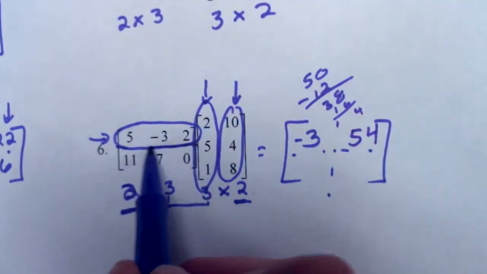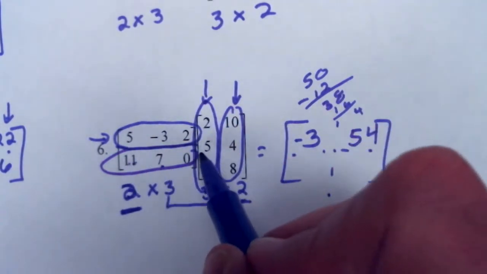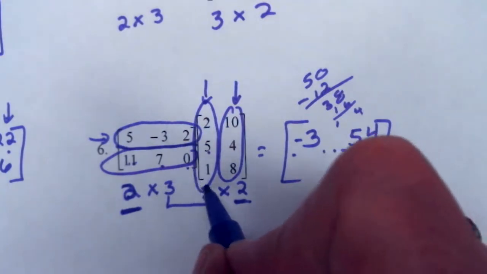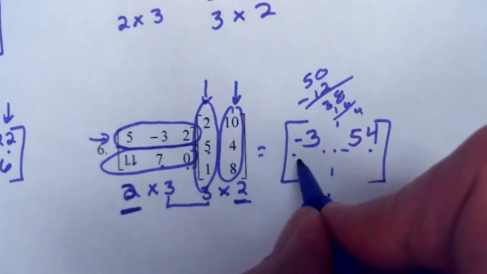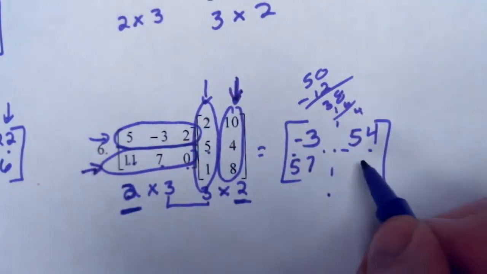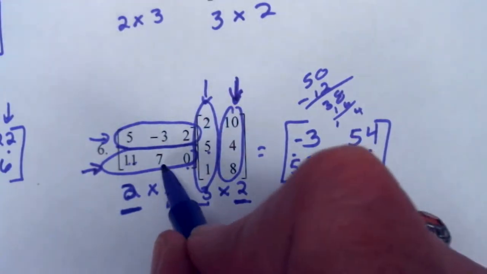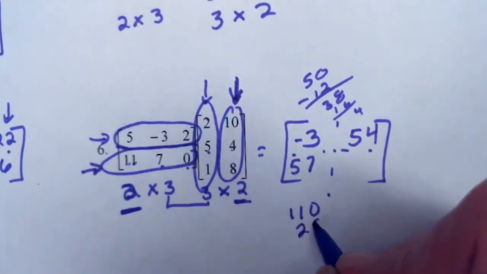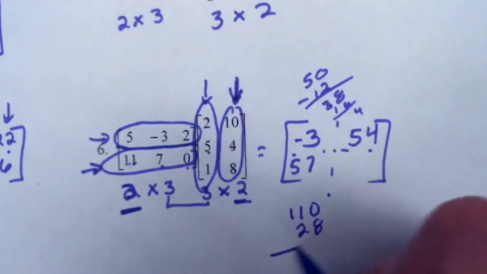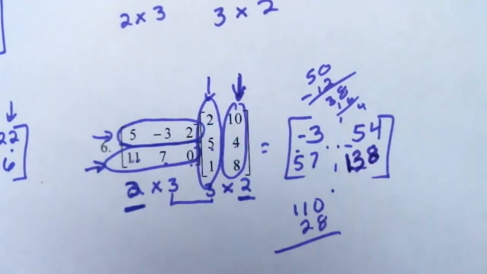Okay, moving on to the second row. We'll do that with each column. 11 times 2 is 22. 7 times 5 is 35. And 0 times 1 is 0. So 22 plus 35 is 57. And then the second row times the second column to finish this matrix up. 10 times 11 is 110. 7 times 4 is 28. 0 times 8 is 0, so we don't have to worry about that. Add them together, you get 138. Alright, so that's number 6.